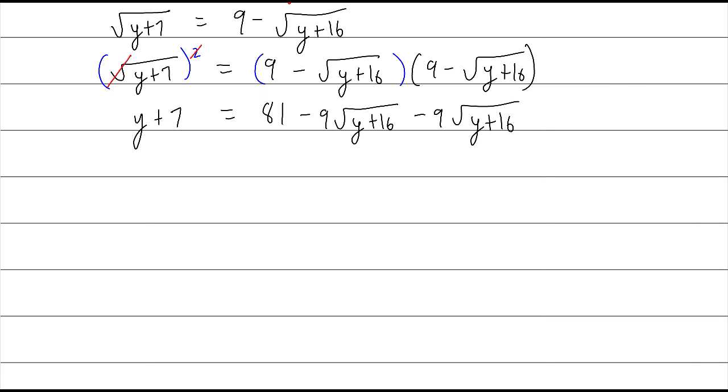Notice this is just going to always be doubled, so you can actually skip that step and just double 9 and get 18 there. We'll do that in a second. Negative square root of y plus 16 times negative square root of y plus 16 is a positive y plus 16. All right, good. So now, like terms, right? 81 plus 16 would be 97. And these two are negative 18 square root of y plus 16.